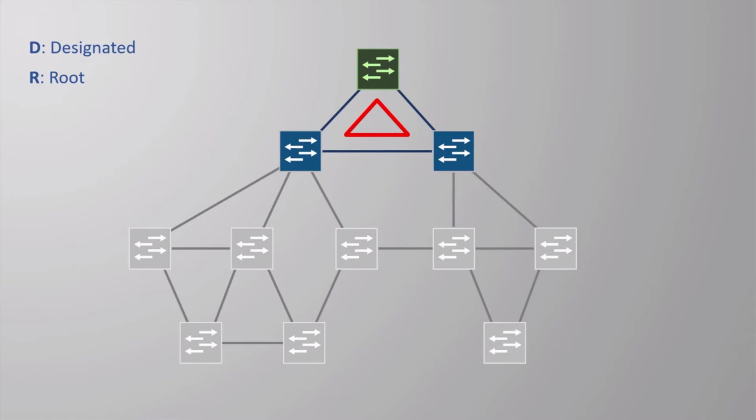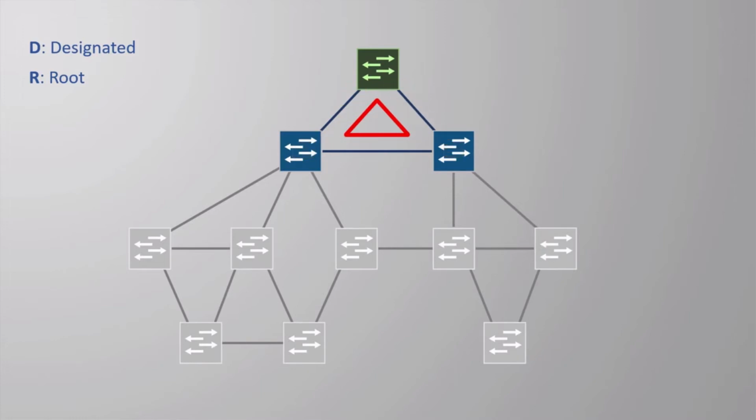First, it needs to detect this loop. But how? Let's take a step back. When a switch sends a BPDU, it will put a bridge ID in there. This ID is unique to each switch. So imagine now that the root bridge is sending configuration BPDUs to its connected switches. In our example so far, there's two of them.